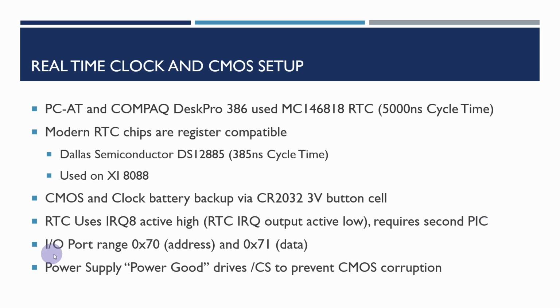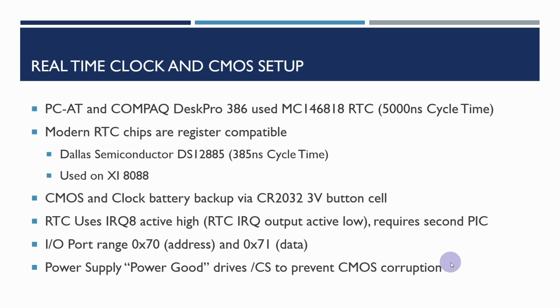Now the IO port range is going to be 70 for the address and 71 for the data. So we set up the address we want to talk to, and then we read and write the data on the other port there. Now the original design did have a power supply good input. What that was used for is inverting that and then driving the chip select. So the idea of this is to prevent the CMOS getting corrupted under low power situations.